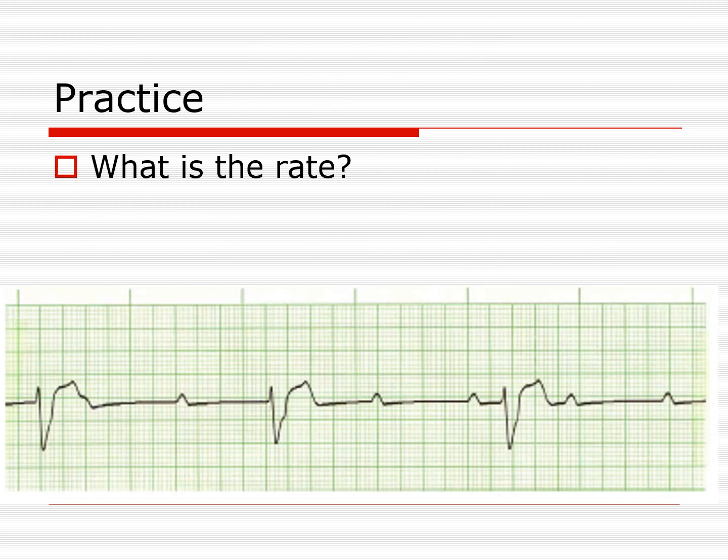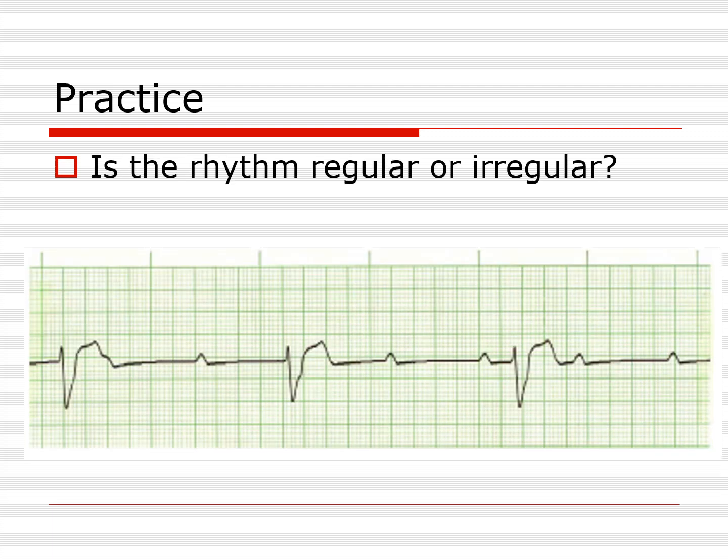All right, so if we're looking at this one, we're saying that the rate is about 30. We have 3 QRSs there. It is considered regular. They're each kind of doing their own thing. The atria have a regular rate and the ventricles have a regular rate, but they're just not communicating with each other.